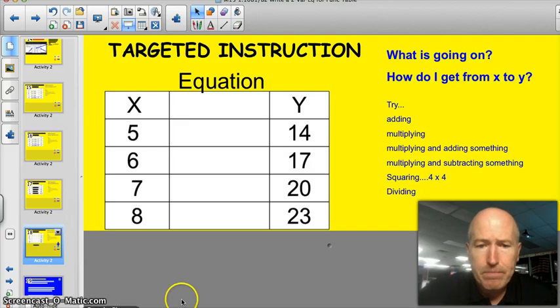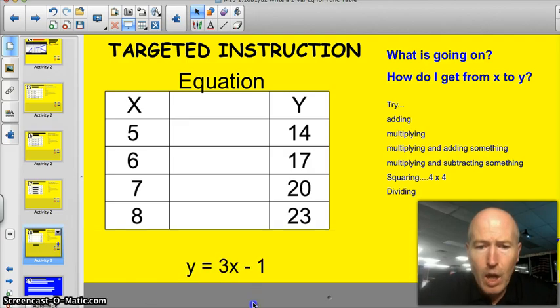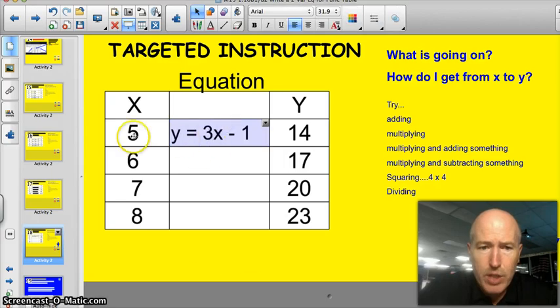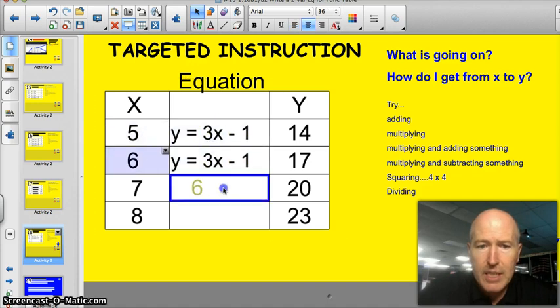All right, let's see how you did. I had y equals 3x minus 1. Let's double check my work here. So if I substitute in that 5, it would be 3 times 5 is 15 minus 1 is 14. Good, I did it right. Same thing here. If I substitute that 6 in, it would be 3 times 6, which is 18, minus 1 is 17. Looks good. Check it all the way down.